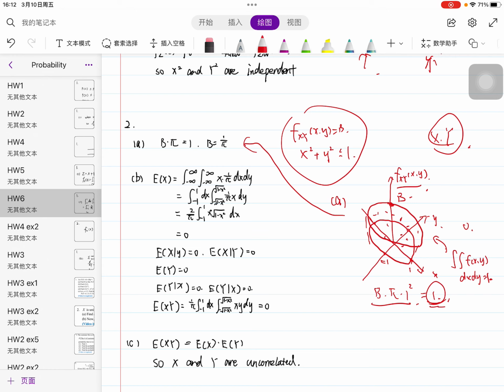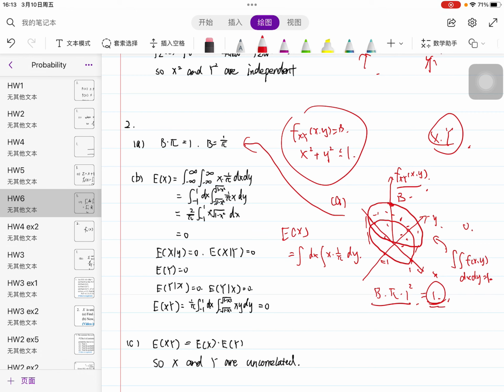For the second question, it lets us calculate a bunch of expected values. The first one, we are going to find the expected value of x. We could directly solve this by using the joint density function. That is the integral of x times the joint density function, 1 over pi, dy.